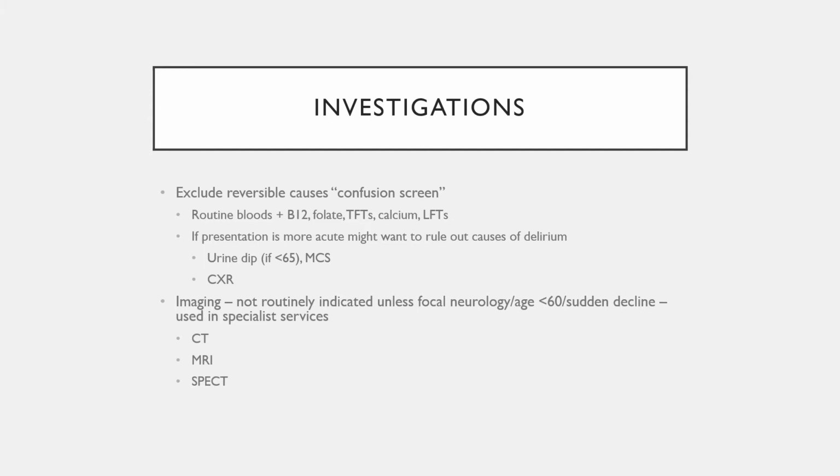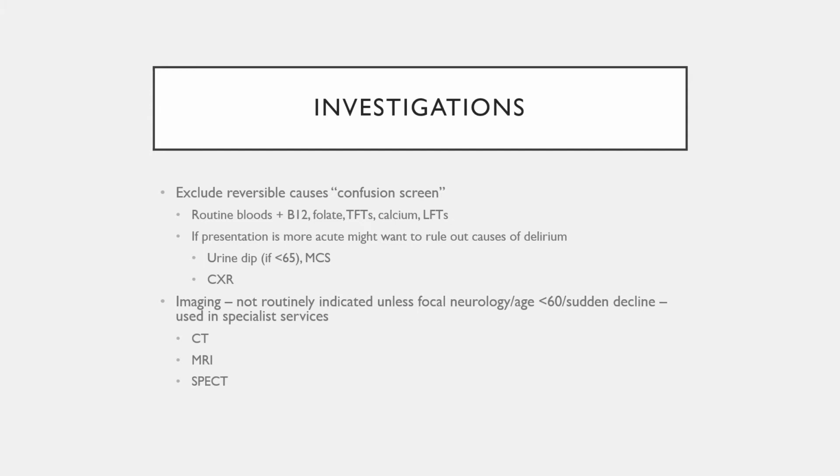And if you've got a more acute presentation, then you might want to rule out causes of delirium as well. So a urine dip, which technically you should only do if they're under 65 because of the high false positive rate as you get older, and an MC&S just to rule out a urine infection really, and a chest x-ray also to rule out causes of infection. But if it's a more sort of chronic history over months, that's not going to be as relevant.